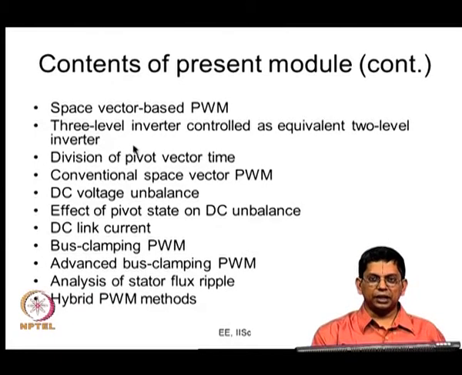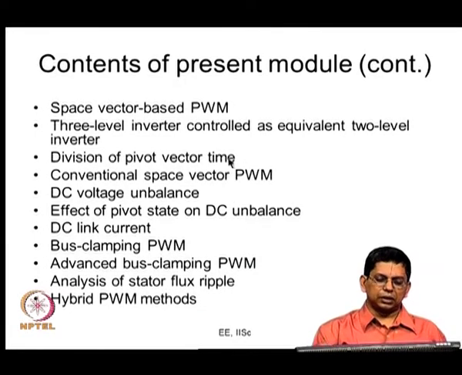If you have the fundamental cycle divided into 6 portions, you call each of them an extent or a sector. So, in each extent you can see that a 3 level inverter can be viewed as an equivalent 2 level inverter, and then we would see further issues on what exactly comes out of that, and the pivot vector which is yet to be defined, and how you do conventional space vector PWM.